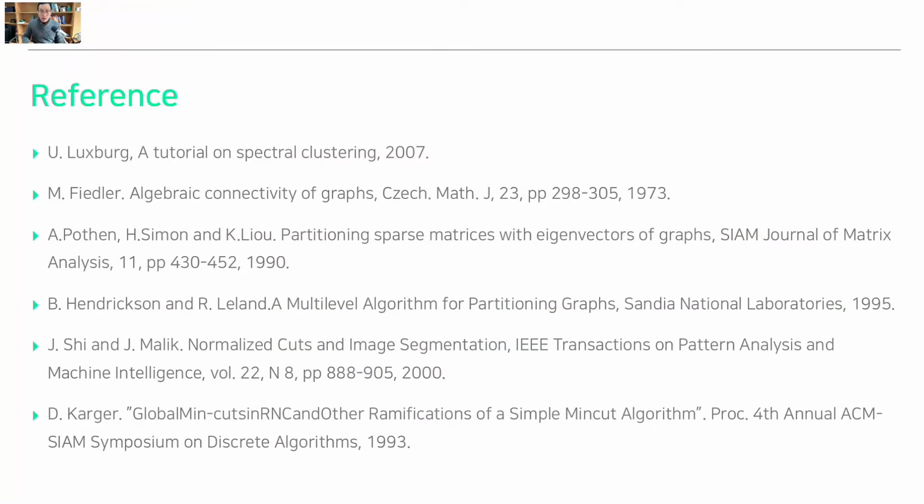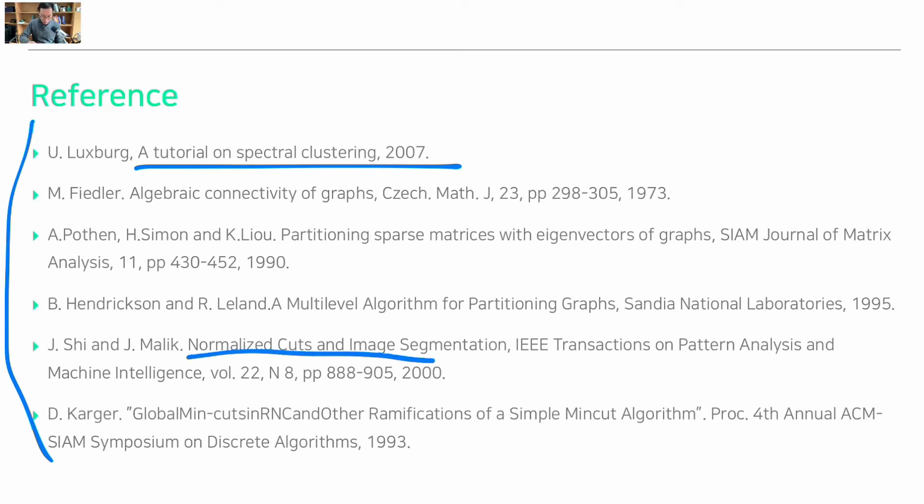All right, so we have multiple references, and these are very kind tutorials about spectral clustering. You are able to follow all the derivation procedures, and the segmentation paper is published in the PAMI journal, and many useful articles are listed.